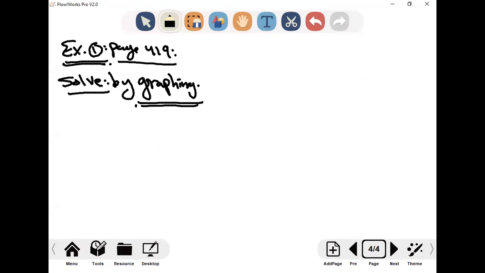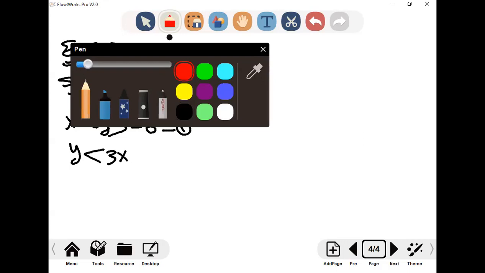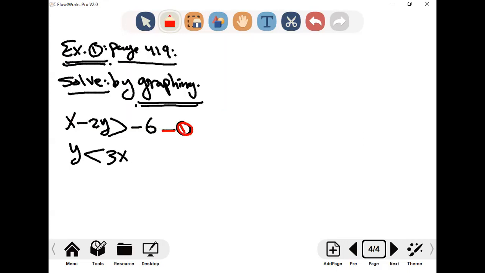We are on page 419. Solve by graphing. We have these two inequalities: x minus 2y more than -6 and y less than 3x. Okay? I have two inequalities. I will take each one and find the intercepts for them to graph. So I'll take inequality one. I will use some colors here. This is inequality one, and this is inequality two. Let's start with inequality one.